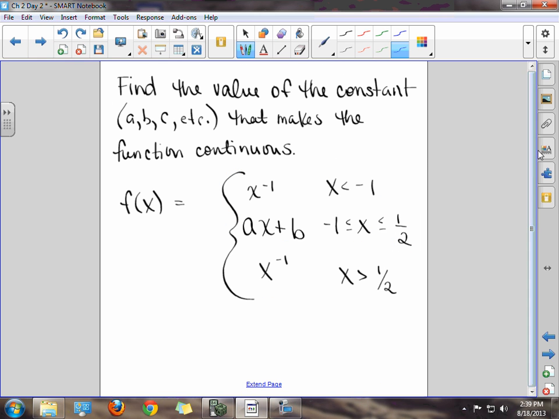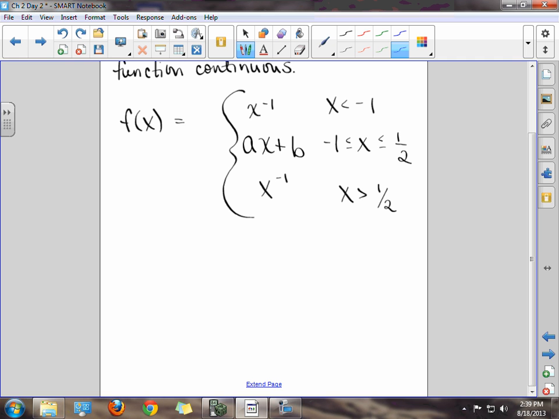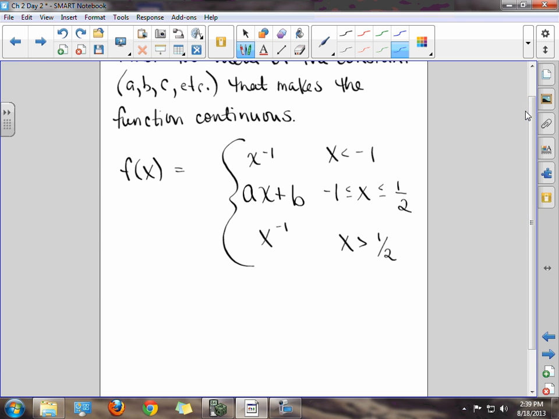Now, these are always fun, I like these problems. Now we're going to see what values of a, b, and c we need in order to make this function continuous. In order for it to be continuous, these two things have to be equal at x equal negative 1, and then these two things have to be equal at x equal 1/2. So wherever the jump is, the y values have to be the same, and you'll end up with a smooth curve. It'll be maybe a funny looking smooth curve, but we'll get a smooth curve.